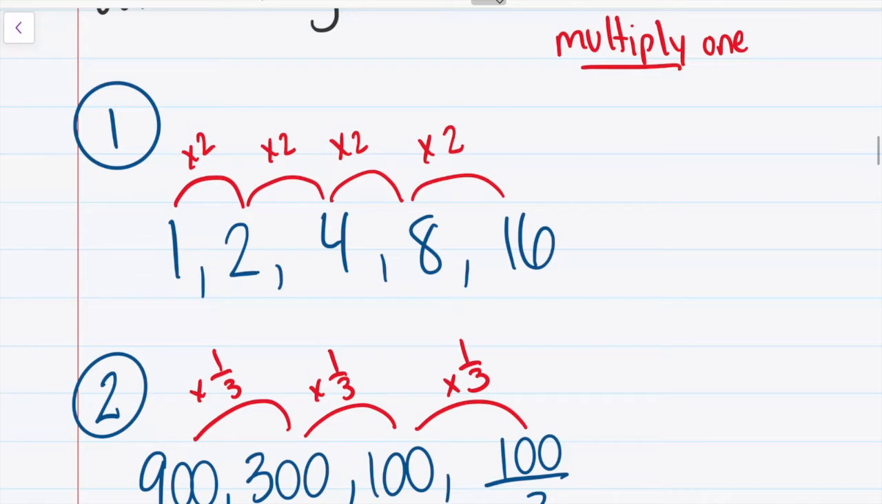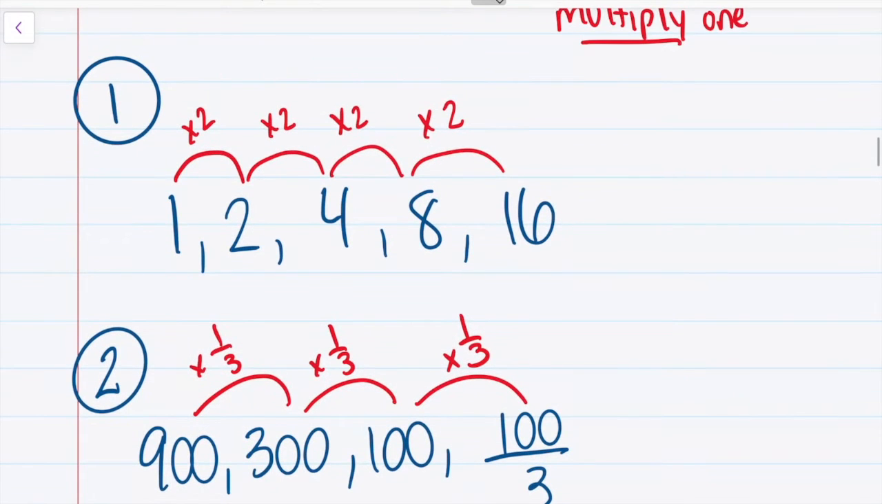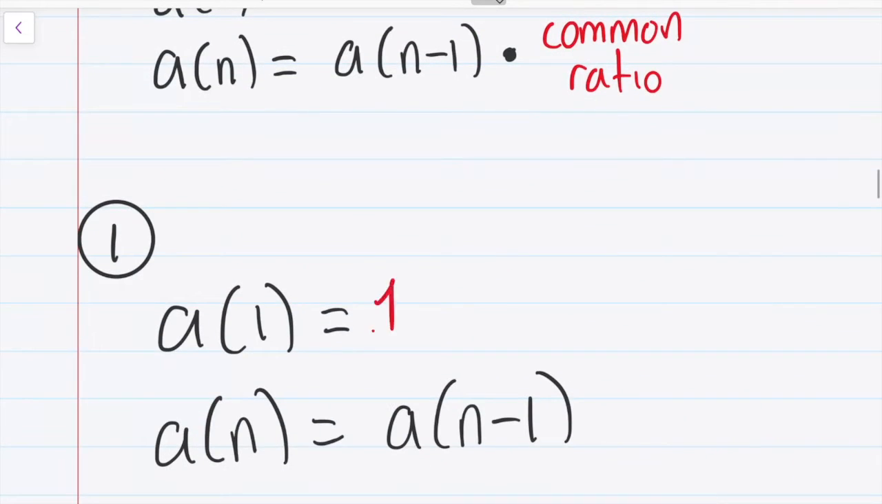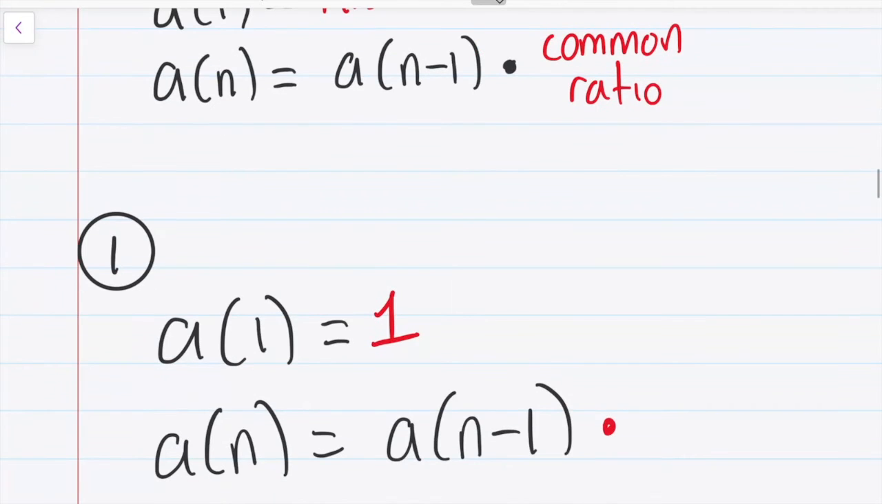So let's set up the recursive for the first one. What's my first term? Remember, we go by term numbers. Term number 1, term number 2, term number 3, etc. So my first term is 1. And at the end, we're going to multiply it by the common ratio, which was times 2. And that's it for that one.